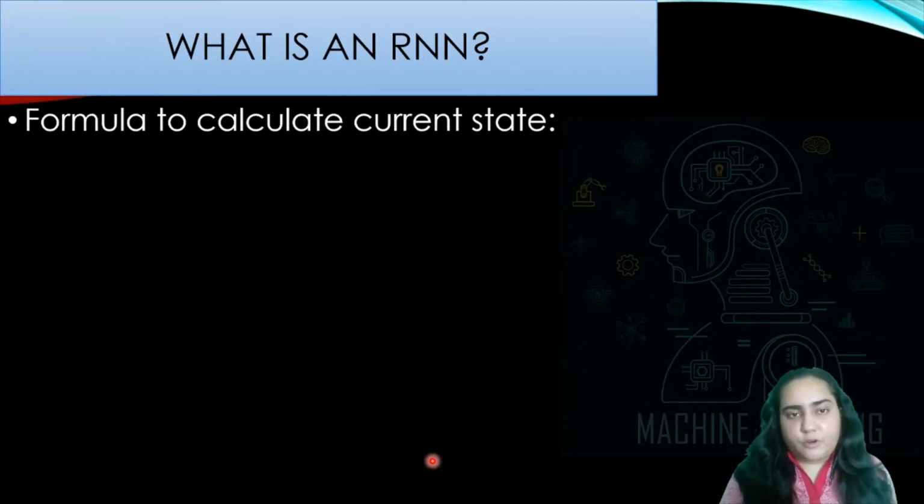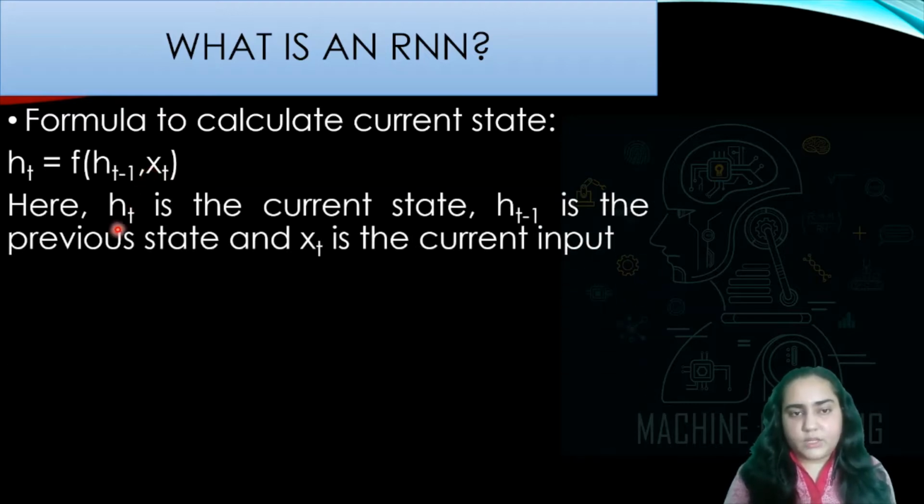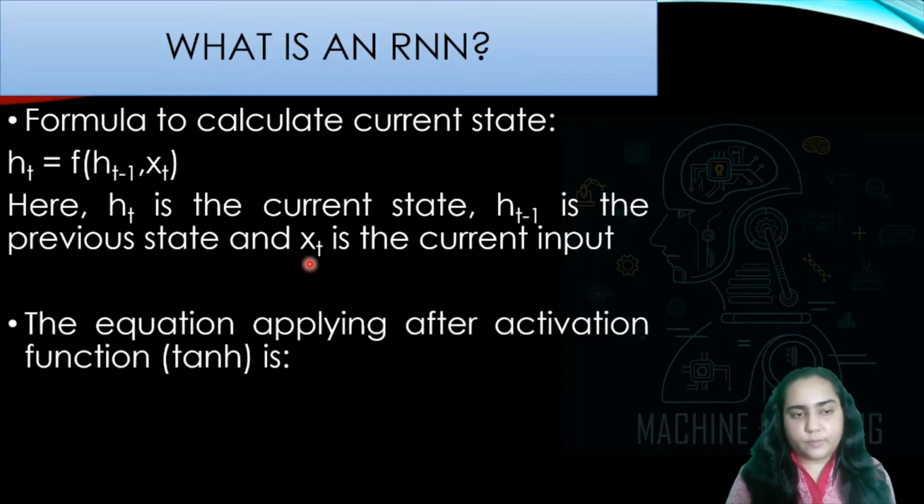Let's take a look at the formula to calculate the current state. It is h_t = f(h_{t-1}, x_t). Okay, so this is my current state. It requires information about the previous state as well as the input to find the current state. So h_t is the current state, h_{t-1} is the previous state, and x_t is the current input.